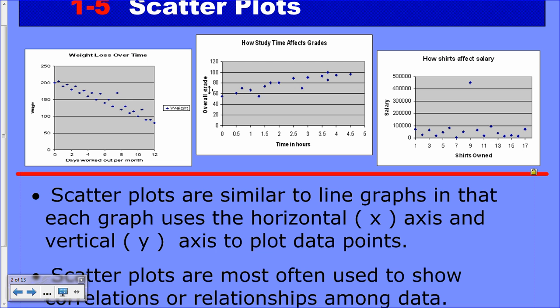So if we're going to compare overall grade to time in hours, how study time affects your grades, we want to make some kind of mathematical way of comparing these two quantities. A scatter plot does always have to be comparing two quantities. They have to both be represented by a number. So you can't compare students' age and the color of their eyes, because eyes wouldn't be a quantity.